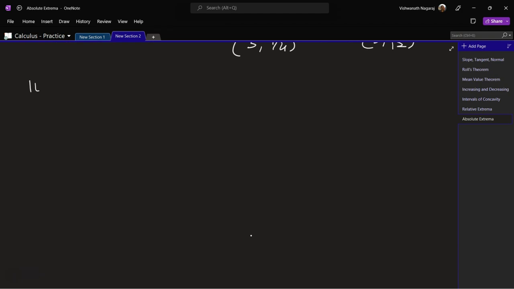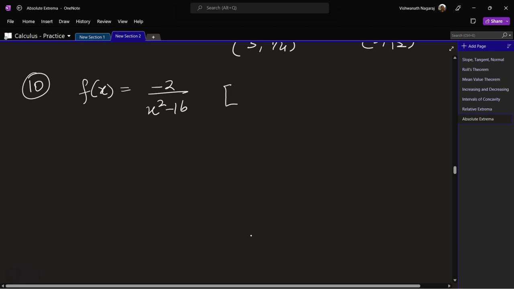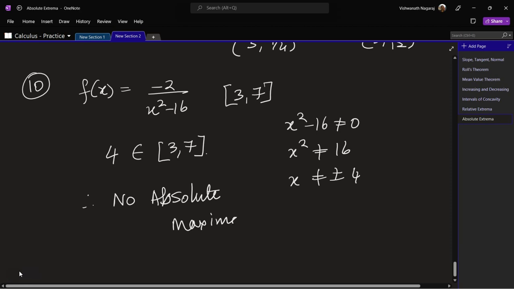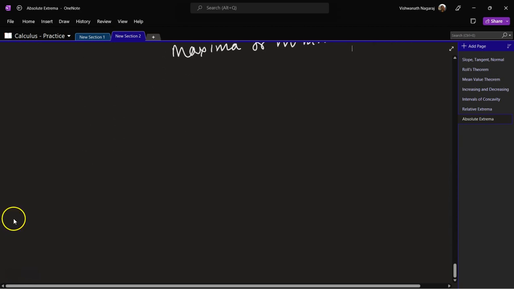Okay. 10th one, f(x) = -2/(x² - 16) in the interval (3, 7). Okay, again we know that x² - 16 cannot be equal to 0. x² cannot be equal to 16, which means x cannot be equal to plus or minus 4. And here, very importantly, 4 belongs to the interval (3, 7). That means a value which cannot be the value of x is in the interval, so therefore no absolute maxima or minima.